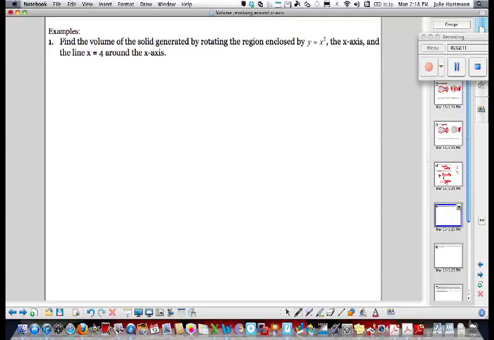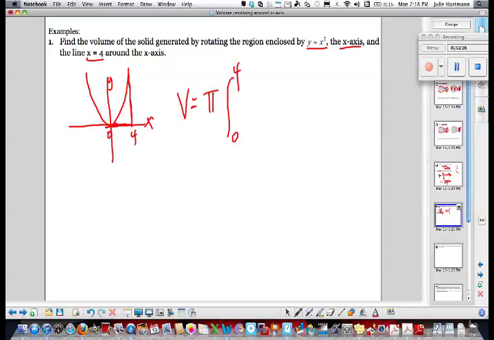So, looking at an example. For this first example, we are going to find the volume of a solid generated by rotating the region enclosed by y equals x squared, the x-axis, which is here, and the line x equals 4, which is about right there. From that, you can see your bounds are from 0 to 4. You're going to take this region and rotate it around the x-axis, so it looks something like that.